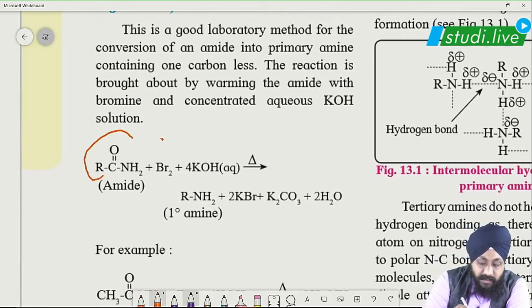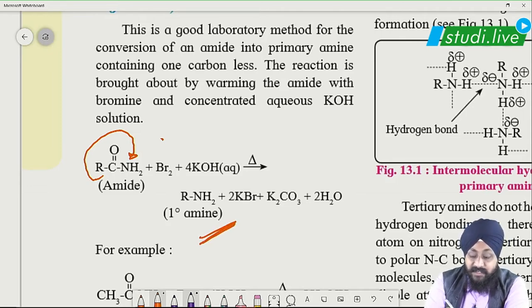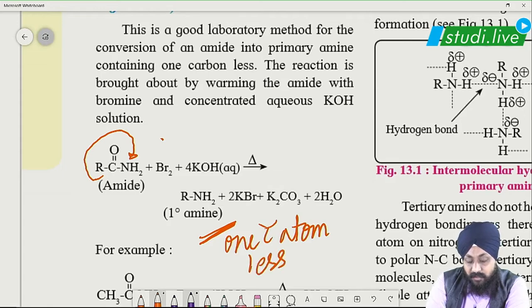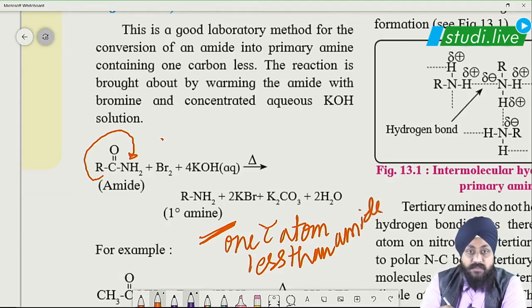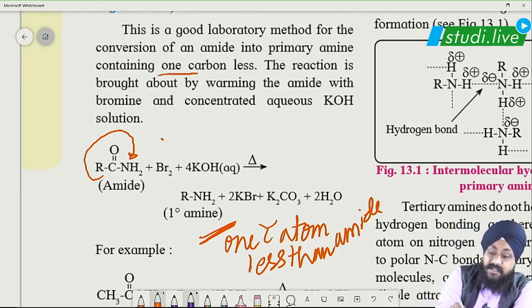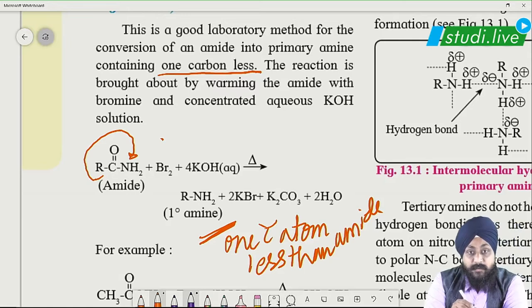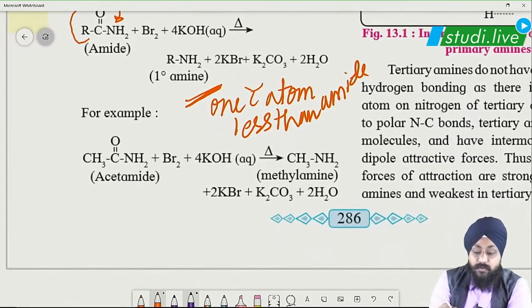This alkyl group will migrate from the carbonyl group to nitrogen. So what you will get is primary amine containing what? Containing one carbon atom less than what? Than amide over here. Okay, so you say it is a good laboratory method for conversion of amide into amine containing one carbon less. See students, when we were carrying out reduction of amide, you used to get the same number of carbon atoms in the amine. Okay, see this is a reaction where the length of the carbon chain is going to decrease by what? It is going to decrease by 1 unit.